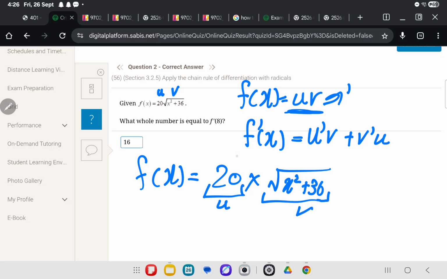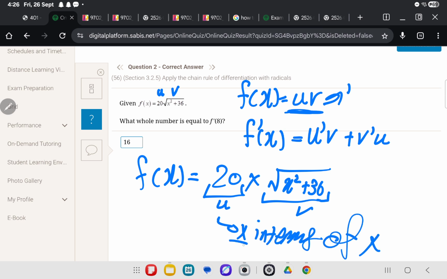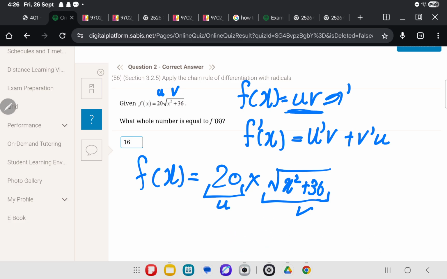Because it's u times v, u is not in terms of x. This is not in terms of x. However, v is, but again, the condition is both of them have to be in terms of x. If one isn't in x, you can't apply it, which actually makes our life easier.